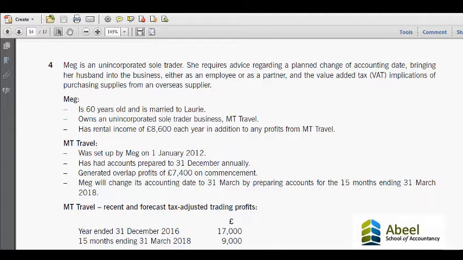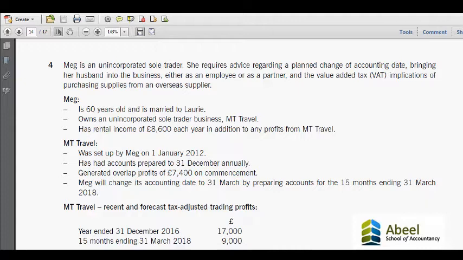In fact, if the husband is an employee, whatever benefit you are going to provide to your husband, all those benefits will be treated as deductible expenses. And on all those benefits, the business will have to pay NIC as well, either class 1 employer or class 1A employer.